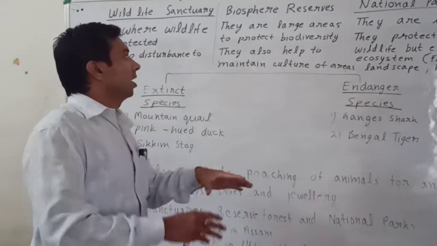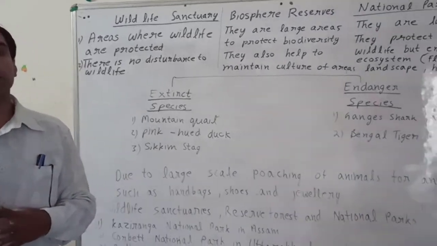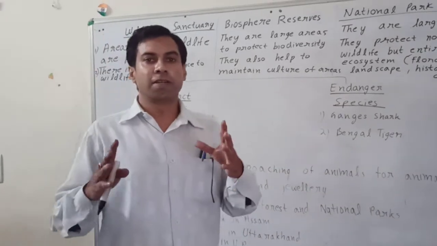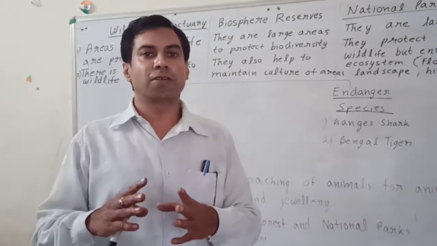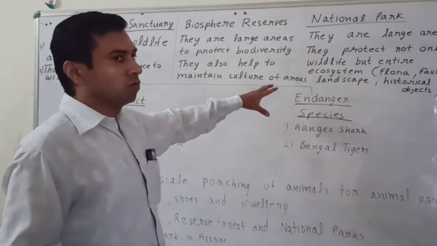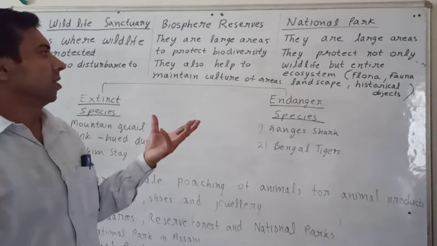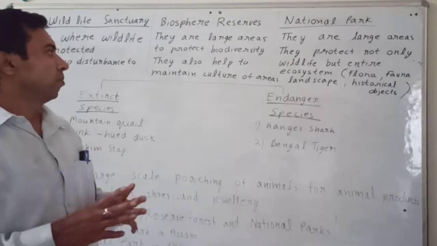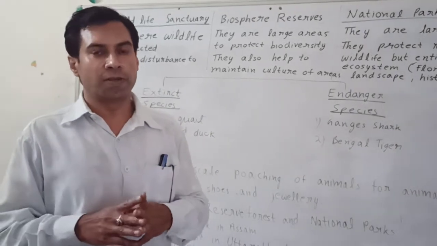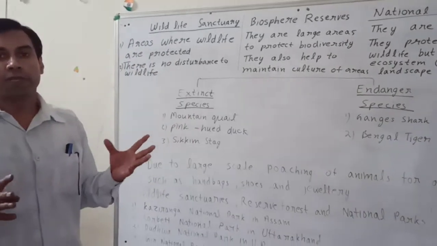Biosphere reserves are large areas to protect biodiversity. They also help to maintain the culture of areas. Culture of areas means tribes which live in the forest or in that area, like Gonds, Hills, Banjaras. They maintain the culture of those tribes also. Now national parks are also large areas. They protect not only wildlife but the entire ecosystem: flora, fauna, landscape, and historical objects present there. These places are tourist places also.